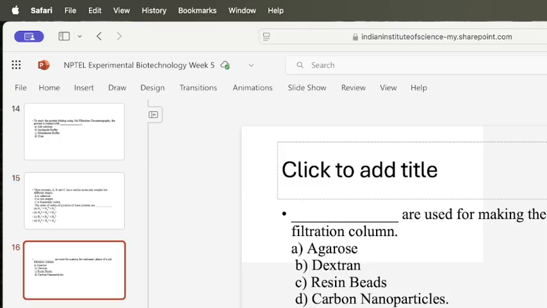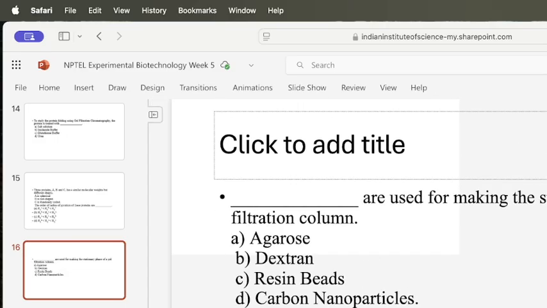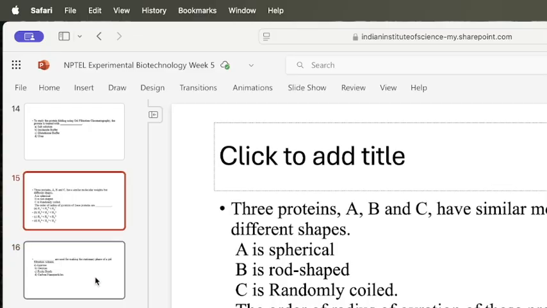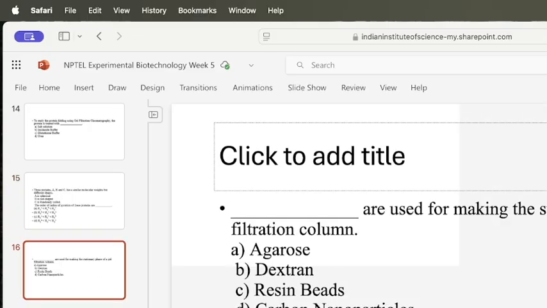Fine. The next question is, dash is used for making the stationary phase of a gel in a gel filtration chromatographic column, and four options are given here: agarose, dextran beads, resin beads, and carbon nanoparticles.